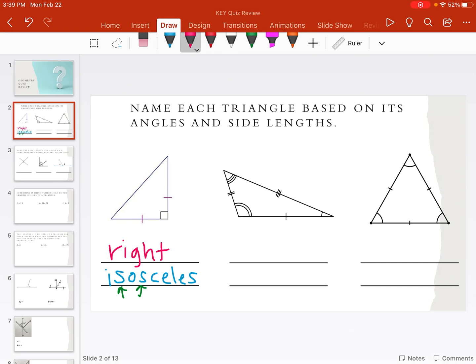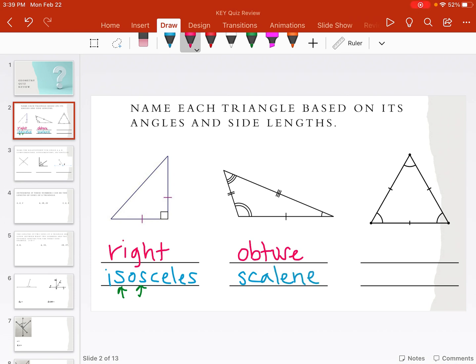Okay, for the next one, I have two acute angles, and then this one right here is obtuse. It's a little bit bigger than 90 degrees. 90 degrees would be right about here-ish. Ooh, I'm not very good at drawing that, but you can see it's a little bigger than that. So this is an obtuse triangle. And based on its side lengths, it has three different side lengths. That is scalene.